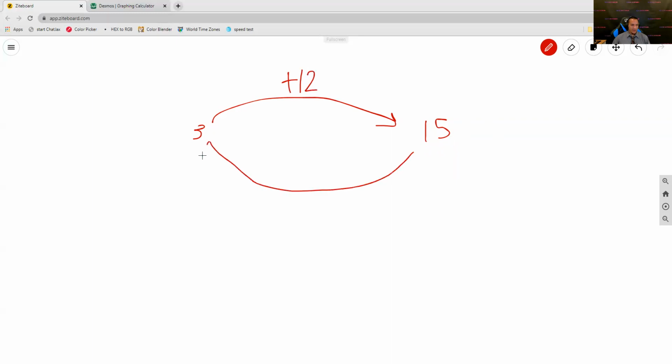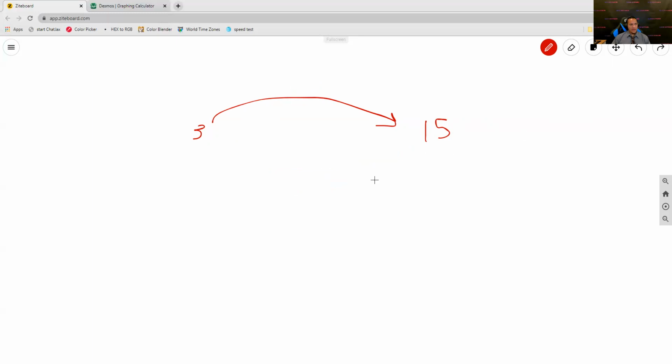So let's refresh. Let's say that I have something like 3. Now 3 to 15, I wonder what bus I have to take. Actually, there are 2 buses I could take. For example, I could take the +12 bus and it'll take me to 15. And if I want to go backwards, I take the opposite of addition, which is subtraction, the -12 bus. Just one of them's going one way and the other one's going the other way. The other one could have been times 5, and going backwards would be divided by 5.